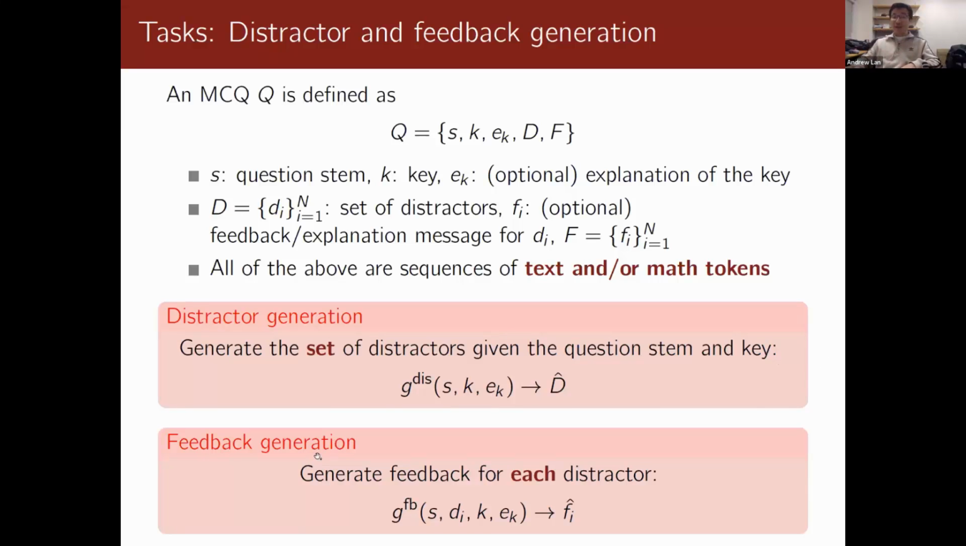For feedback generation, this task is defined a little bit differently, because you can't talk about generating a set of feedback, since feedback is specific to each distractor. So our goal is to say, given the question statement and the key, and given a particular distractor, I want to generate a piece of feedback message that addresses exactly that particular distractor to help students. So these are the two tasks.